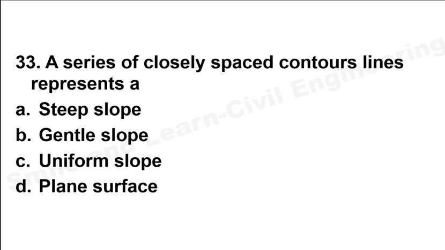Next question, a series of closely spaced contour lines represents a steep slope. For a gentle slope the spacing will be a little farther, and for a uniform slope you will have parallel lines, and a plane surface also will have parallel lines. So the closer the contour lines, the steeper is the slope.